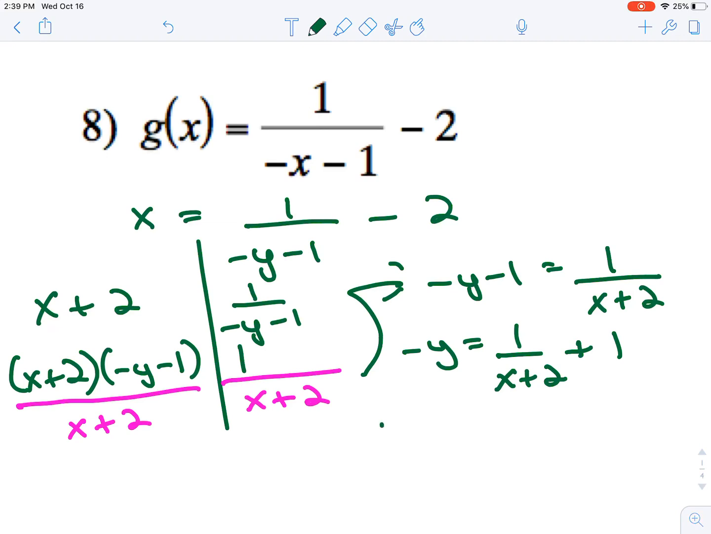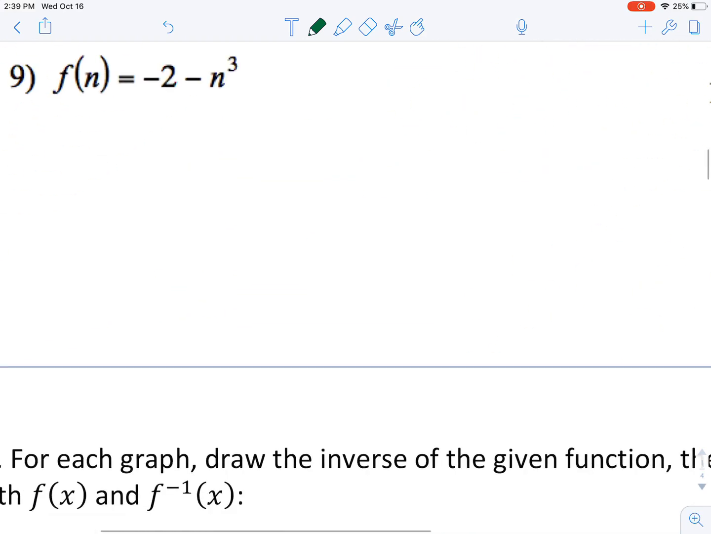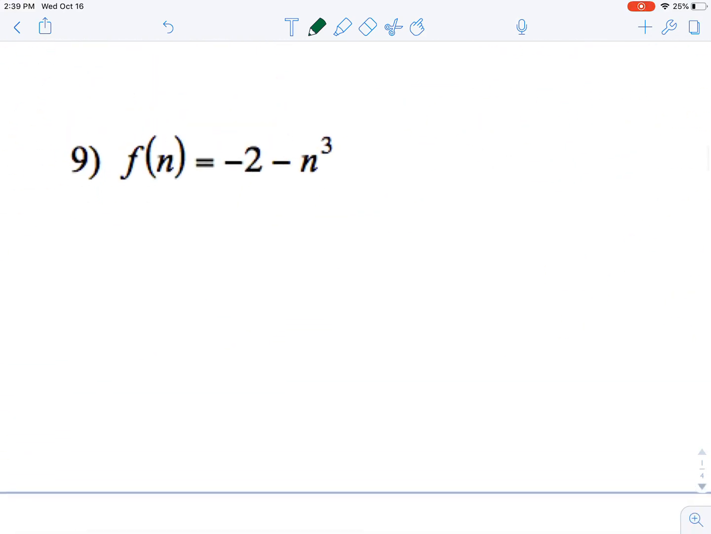And when I do that, it's going to give me y is equal to negative 1 over x plus 2, plus 1. And then with my good notation, it will be f inverse of x equals negative 1 over x plus 2, plus 1. Okay, that's it for 8. Toughest one on the page. If you can do that, the rest of these should be a breeze.